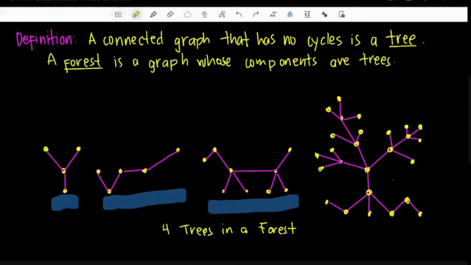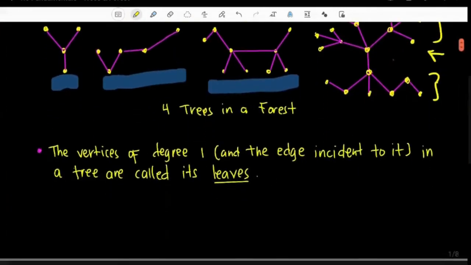Somehow we can think of this as having a root, a stem, and its leaves. A graph whose components are all trees is called a forest. So this is an example of a forest with four trees.